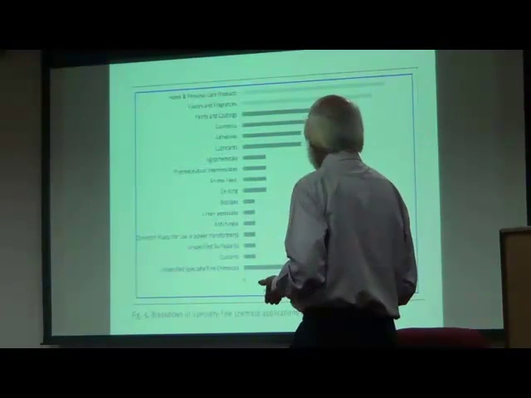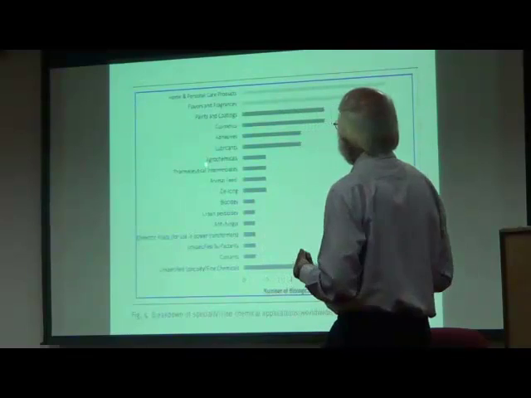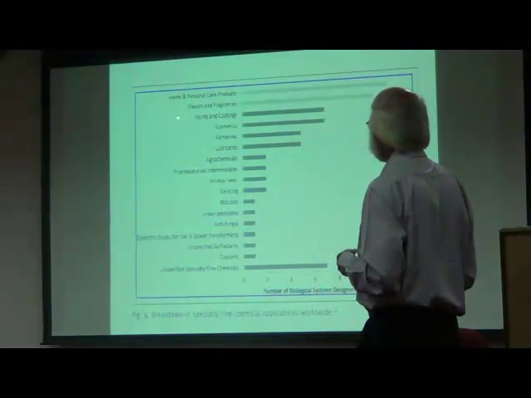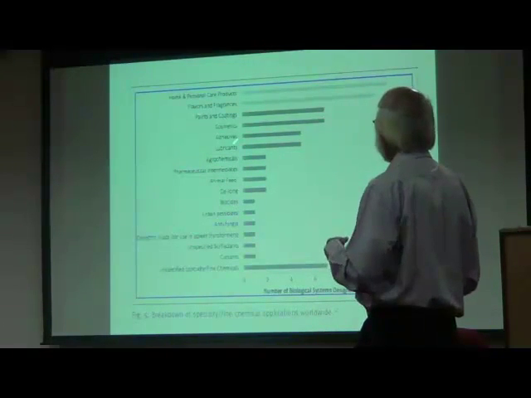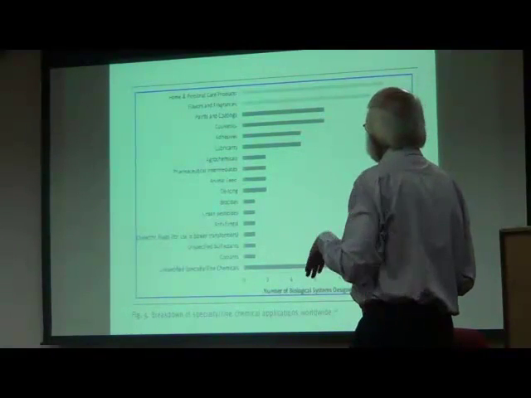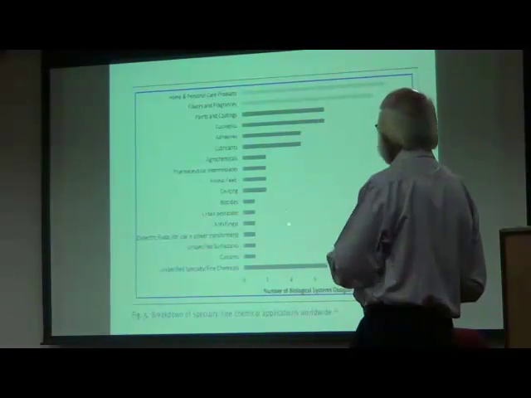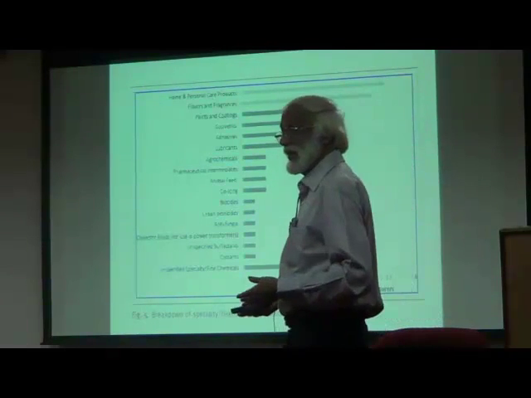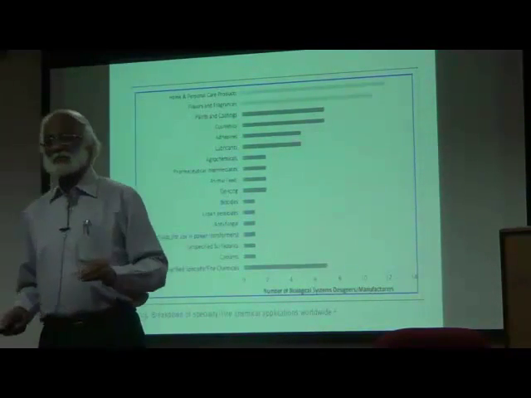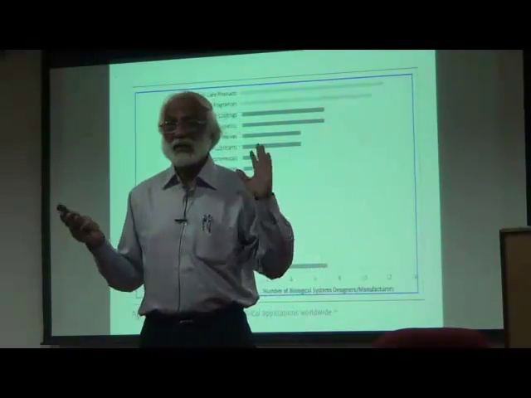I am giving you the companies, a number of biological systems designers and manufacturers who are doing research at company level: home and personal care products, flavors and fragrances, paints and coatings, cosmetics, adhesives, lubricants, agrochemicals, pharmaceutical intermediates, animal feed, biocides, urban pesticides, antifungals, and so on. I am just reading them. These are the kind of molecules which companies want to make using synthetic biology. Which means any molecule you think of, you can make, theoretically.